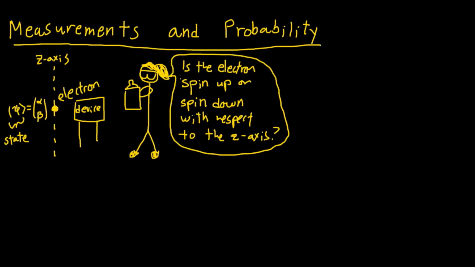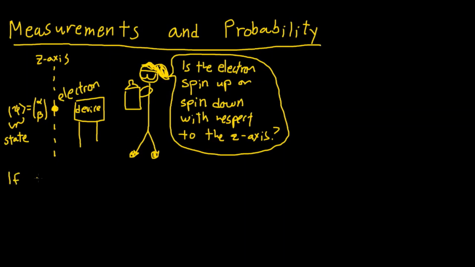Now you might be asking, wait a second, how does this device actually work? Like, how do you actually figure out if an electron is spin up or spin down? And to that I say, I'm not going to tell you right now. I'm going to talk more about the measurement process in a later video, but for right now, just focus on the math. Alright, so what is the probability that the electron is going to be spin up or spin down?